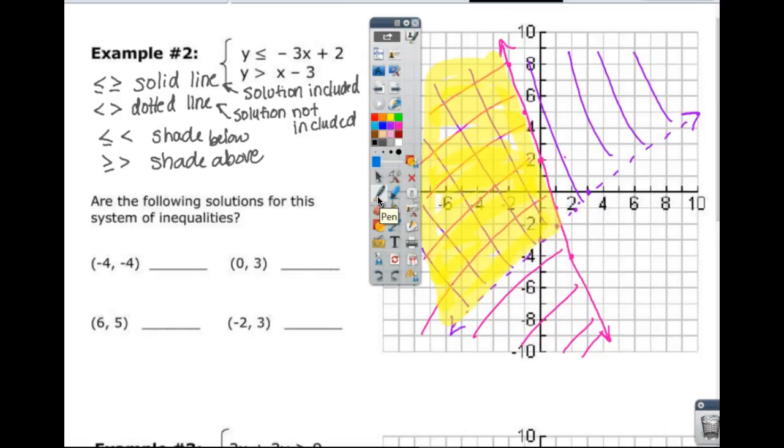So then the question is, are these points part of the solution set? Negative 4, negative 4. Is that in the yellow? Yes, so this is a yes. How about 0, 3? It's outside, it's a no. How about 6, 5? It's in the purple, but not the yellow, so it's a no. How about negative 2, 3? That's a yes.